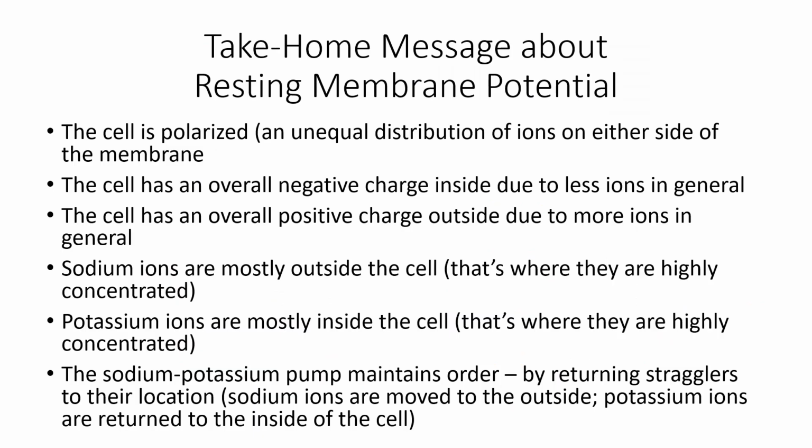So I just want to take home some messages for you. First of all, a cell at rest is a polarized cell. That means there's an unequal distribution of ions on either side of the membrane. That's how we create an overall negative charge inside and an overall positive charge outside. To keep this simple, the conversation goes like this. The cell has an overall negative charge inside due to less ions present there in general. And outside the cell has an overall positive charge simply due to more ions.